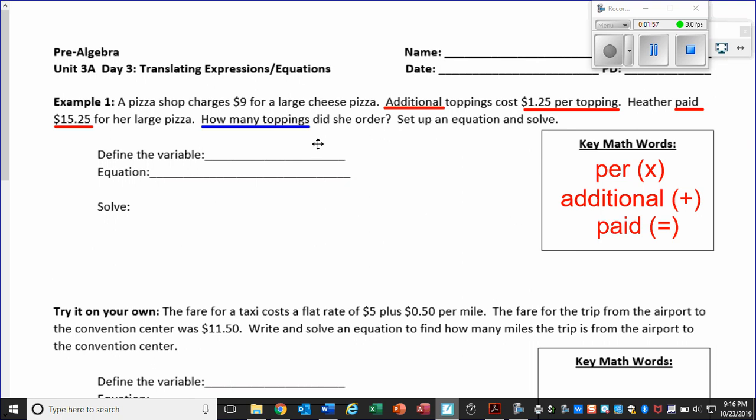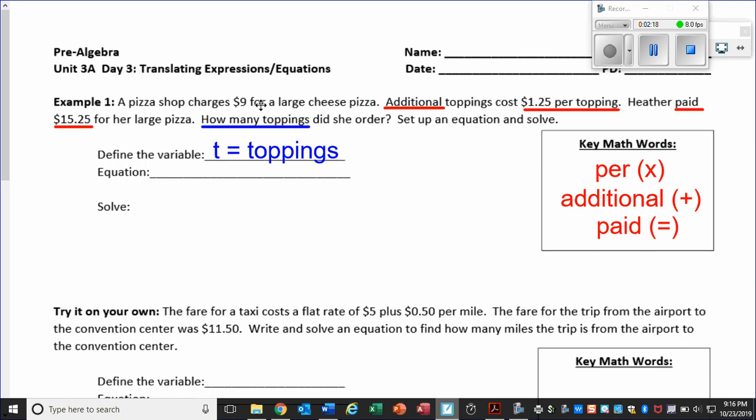So the very first thing we're going to do is define our variable. Our variable is going to be whatever we're trying to find. Here we're trying to find toppings, so we could just pick a variable. It doesn't really matter which letter we pick. However, this time we're just going to pick T, to stand for toppings. Okay, so now we're going to write our equation.